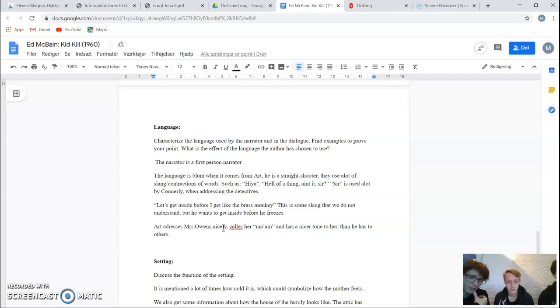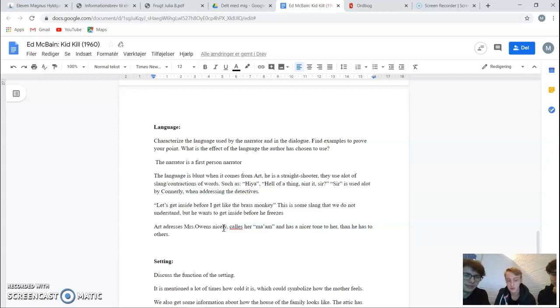And Art also says, "Let's get inside before I get like the brass monkey." This is some slang that we don't completely understand, but it's a way of saying that he wants to get inside before he freezes to death or something.